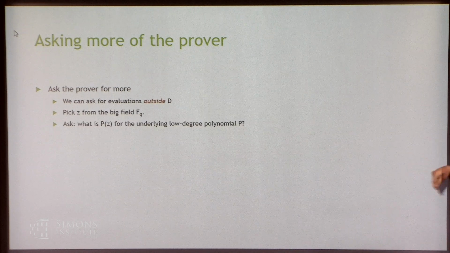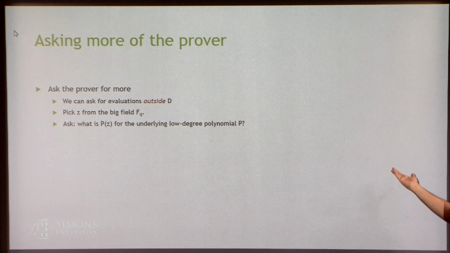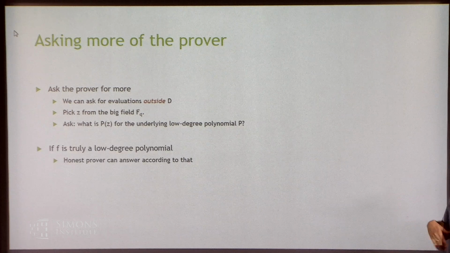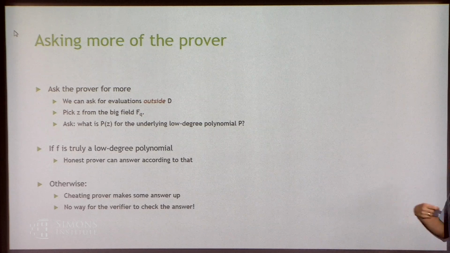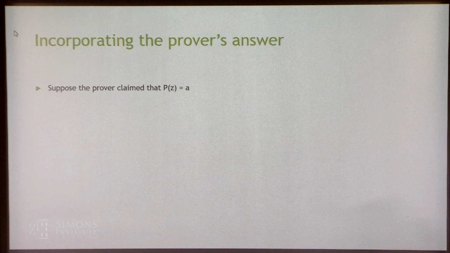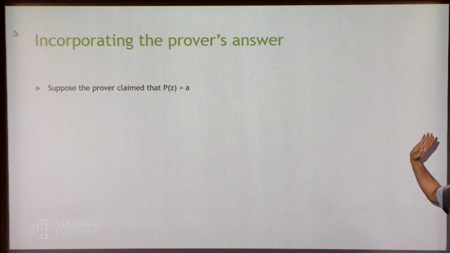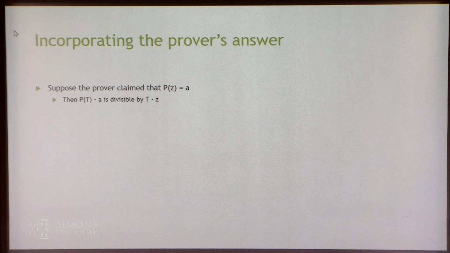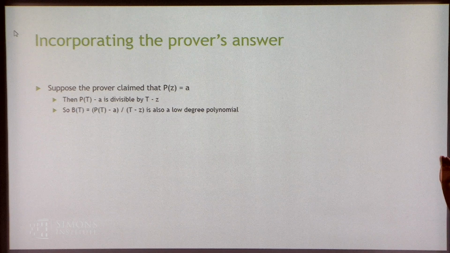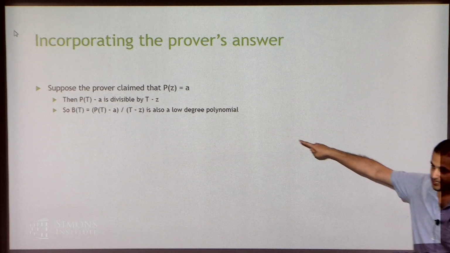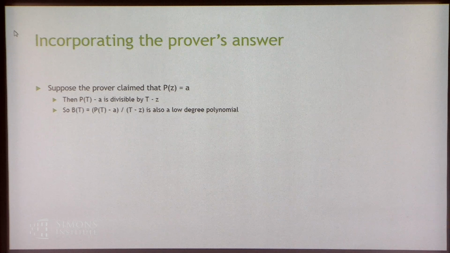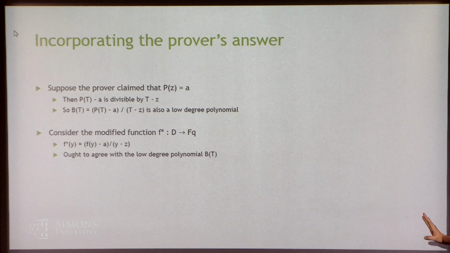So what we'll do is pick a z from the big field Fq and ask what is p of z: you have a polynomial, evaluate it at z. If it was truly a low degree polynomial, the prover has something to do. And if not, they'll just make something up, and then hopefully we'll catch them later. Good. So this is the tiny bit of algebra that will enable it. Suppose the prover claimed that p of z is a. Then the polynomial p of t minus a is divisible by t minus z. So the ratio of those two, this polynomial division, p of t minus a over t minus z, is a low degree polynomial.